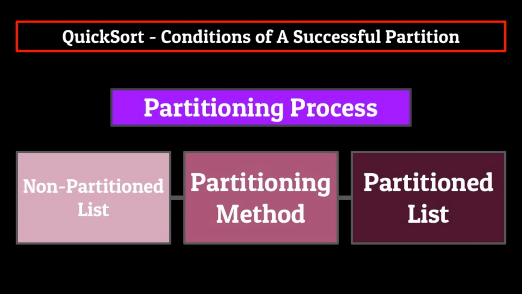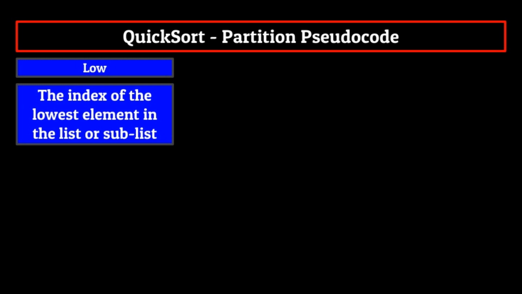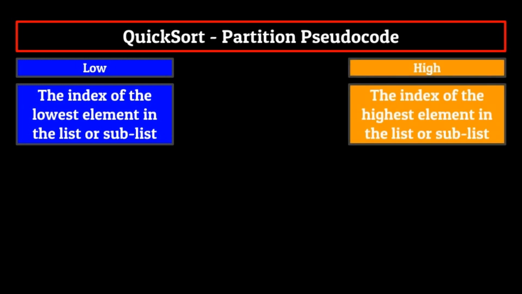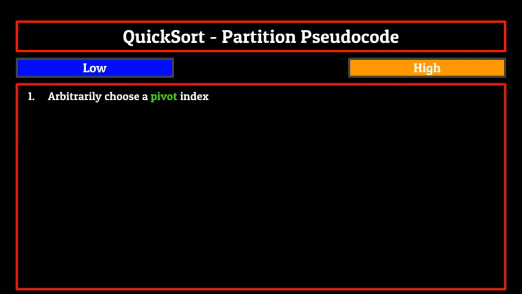Okay, let's begin. The first thing to mention is that we take in two arguments into the partition function. These being low, or the index of the lowest element in the list or sublist, and high, the index of the highest element in the list or sublist. These will be determined by the QuickSort function and then passed into the partition method. As for the actual pseudocode, we begin by arbitrarily choosing a pivot index.